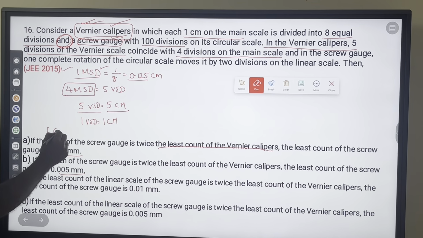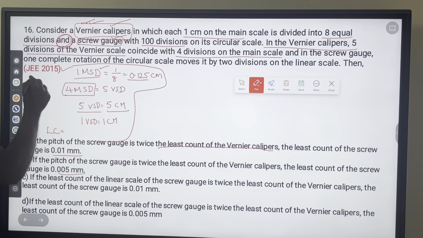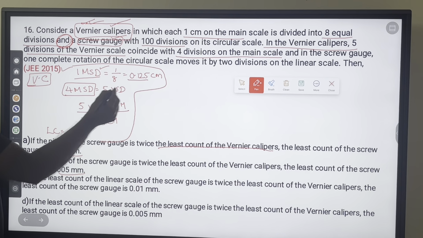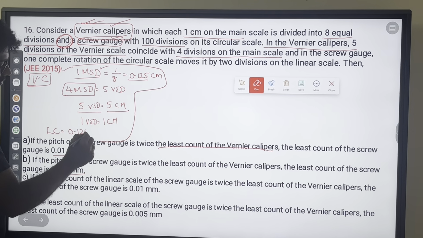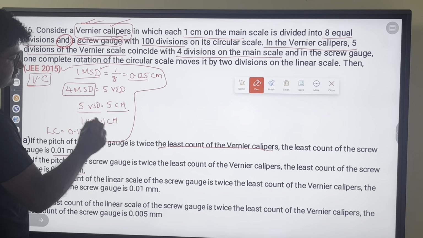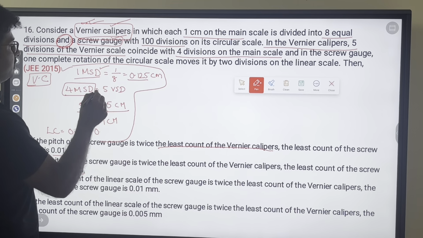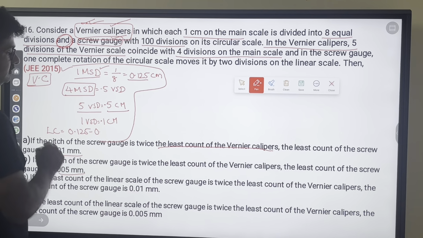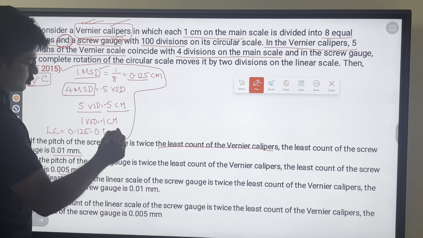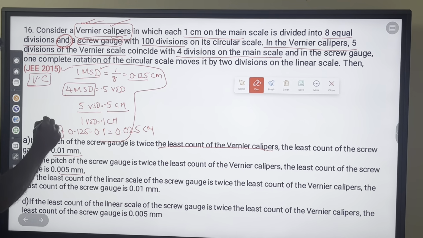What is the least count now? All this data, whatever I am writing, is pertaining to what? Vernier calipers. So least count is 1 MSD minus 1 VSD. Therefore 0.125 minus 0.1. Since 4 MSD is equal to 0.5, 1 MSD is 0.125. So 0.125 minus 0.1 is equal to 0.025 centimeters. This is the least count of the vernier calipers.